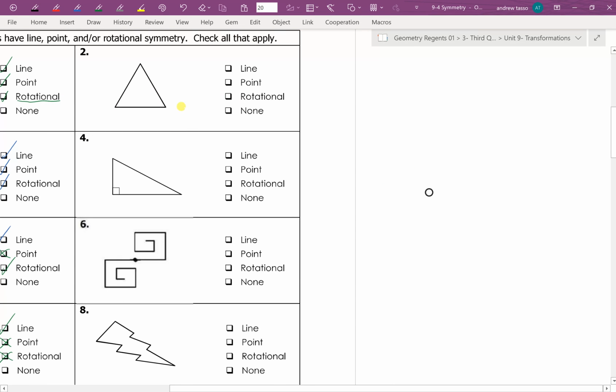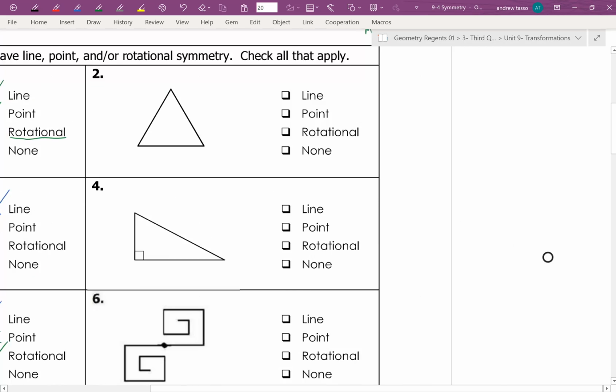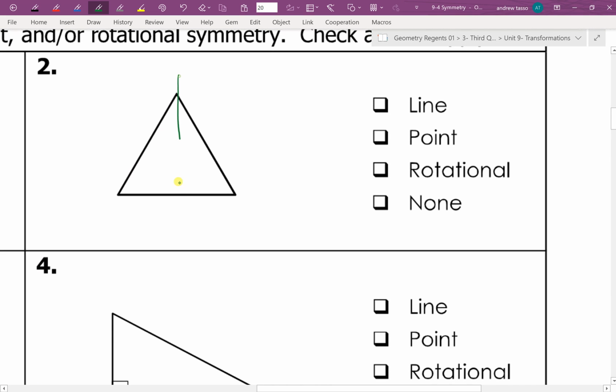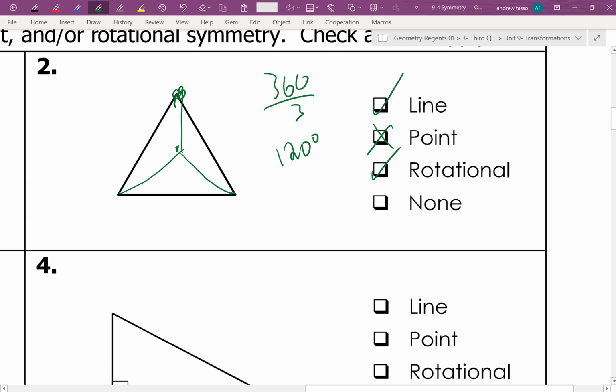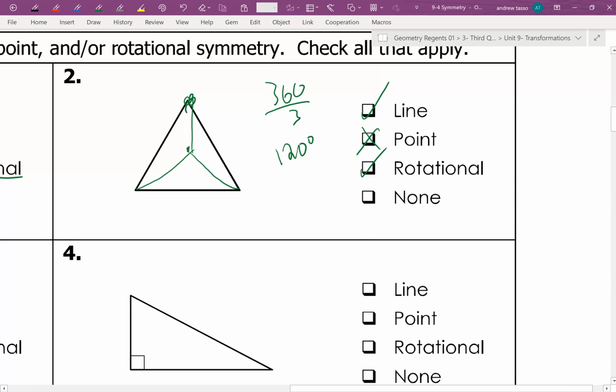So just pause the video here. Okay, so you had a chance to look at some of these, so let's check them out. Line symmetry, yes. Point symmetry, no. Okay, it does not look the same upside down. Rotational symmetry, yes. So it has 3 repeating features in a circle, right? 1, 2, 3. So 360 divided by 3 gives you 120 degrees of rotation to get that image to look the same.